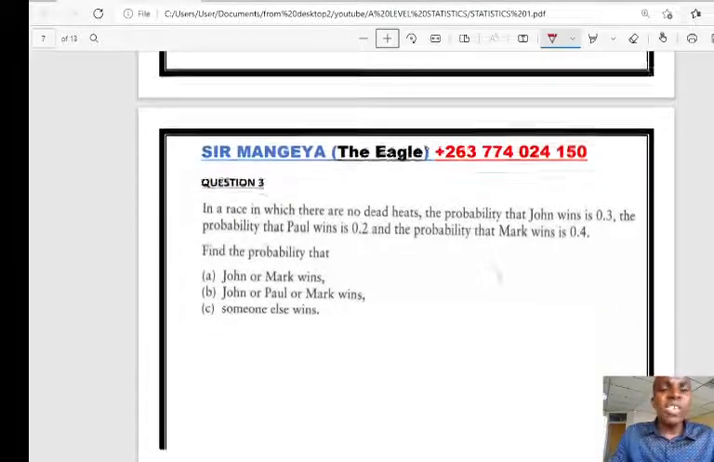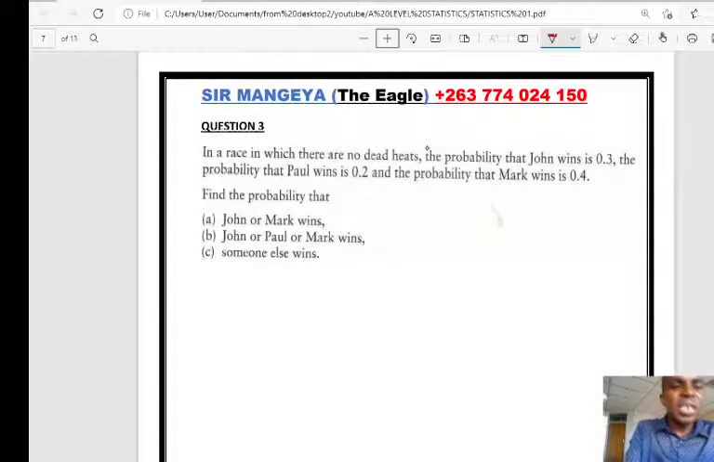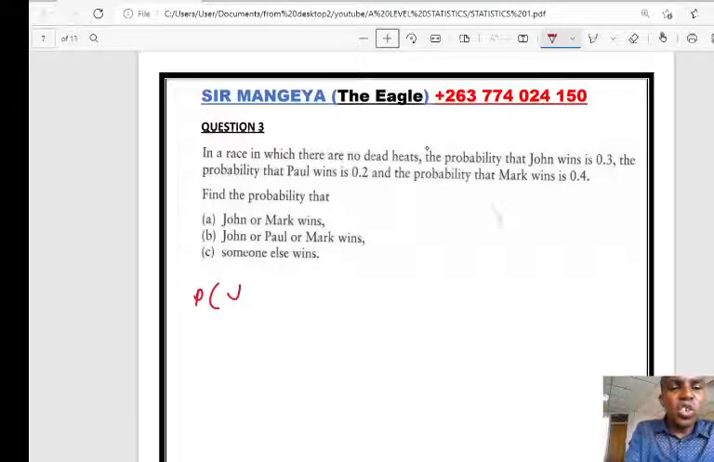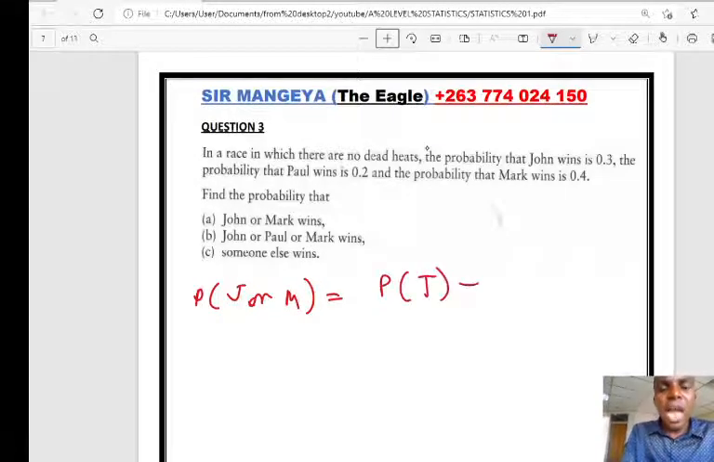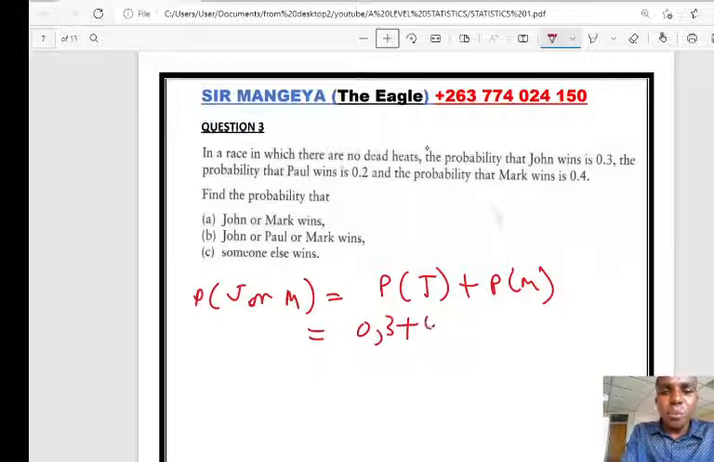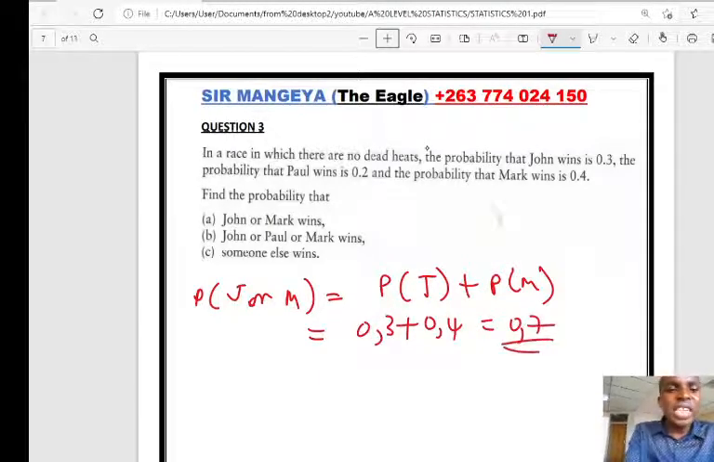Mark or John cannot win at the same time. So you can say probability of John or Mark, J for John, M for Mark, is equal to probability of John plus probability of Mark, which is equal to John is 0.3 plus Mark is 0.4, which is equal to 0.7. That's the final answer there.